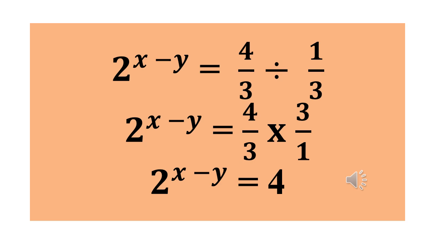So we now have 3 cancels 3 there. So we have 2 raised to power x minus y equals 4 over 1. Then 2 raised to power x minus y equals 4.